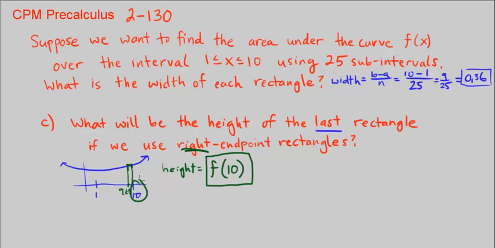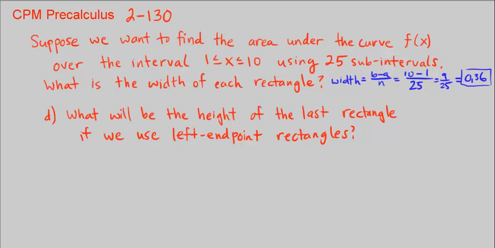And this time we're going all the way to the right side, and we get f of 10. Alright, so let's go on to part D. Part D is saying, what is the height again of the last rectangle if we use left endpoint rectangles? So again, let's just look at a picture.